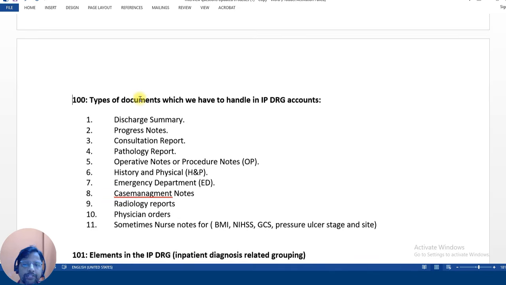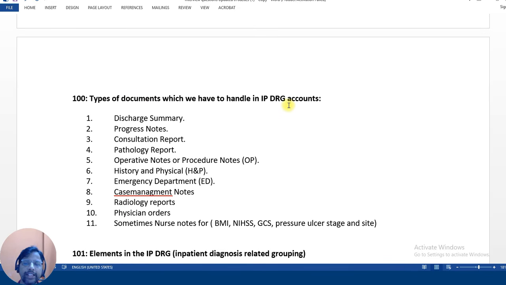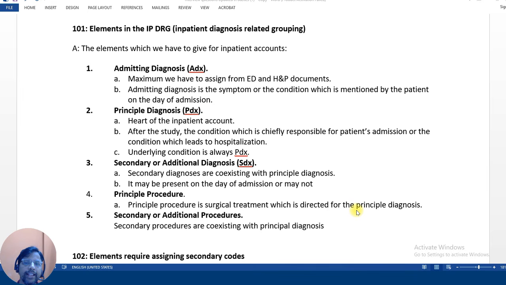What types of documents do we have to handle in IPDRG accounts? Basically, what are the documents you need to code for IPDRG or inpatient coding? These are the documents: discharge summary, progress notes, consultant notes, pathology, OP notes, history and physical, ED, case management, radiology, physician orders, and sometimes nurse notes for BMI, stroke scale, Glasgow Coma Scale, as well as pressure ulcer stage and site. So what are the elements in IPDRG coding? Admitting diagnosis, principal diagnosis, secondary or additional diagnosis, principal procedure, as well as secondary or additional procedures.